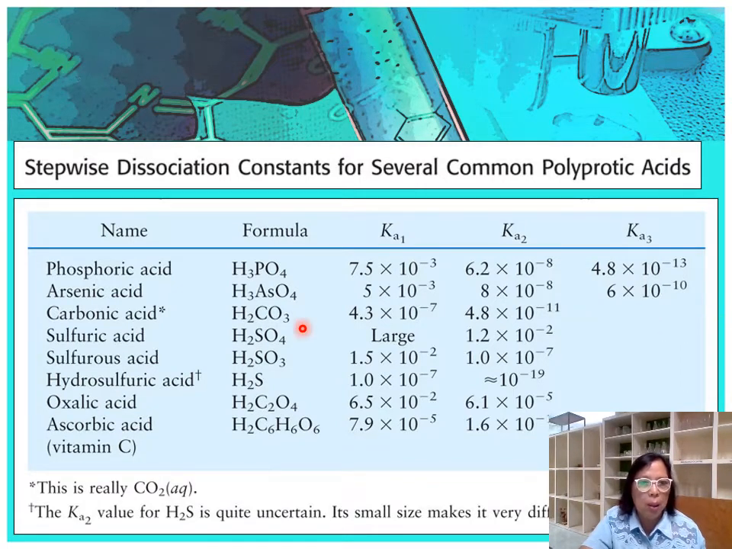Commonly used in the lab are your sulfuric acid, oxalic acid, ascorbic acid, or known also as your vitamin C. Phosphoric acid is sometimes used in the laboratory. We do not welcome activity that makes use of arsenic acid because it is highly toxic.